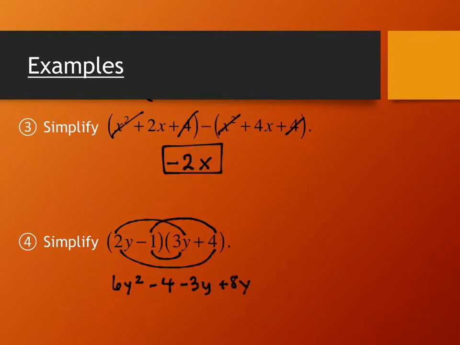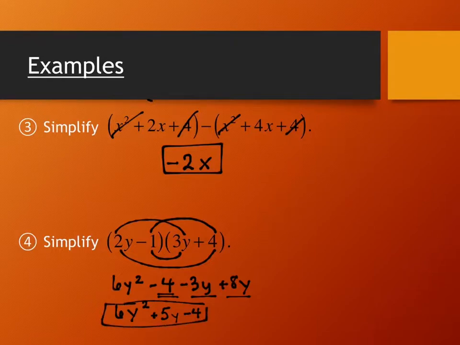We also tend to write these in decreasing order of exponents. So the highest exponent we usually write first. So the 6y squared would typically be written first when we're writing our solution. And then the terms that have y in them would be next. So what's -3y and +8y? +5y. And then our last term in this one is a constant term of -4. Now, so this would be our solution.